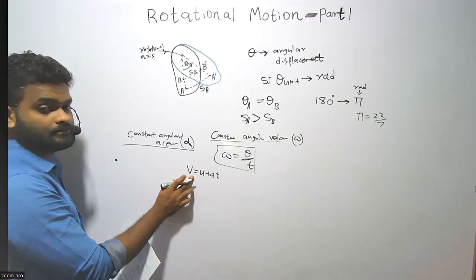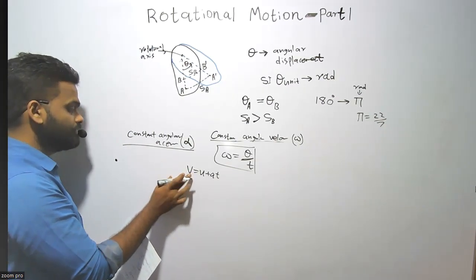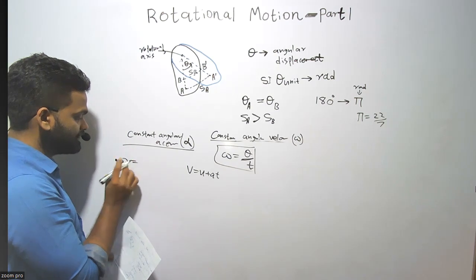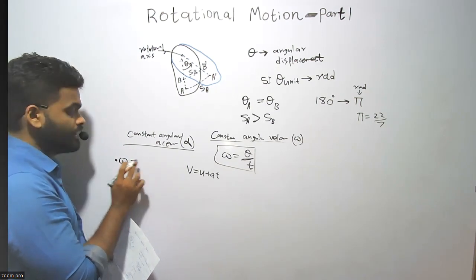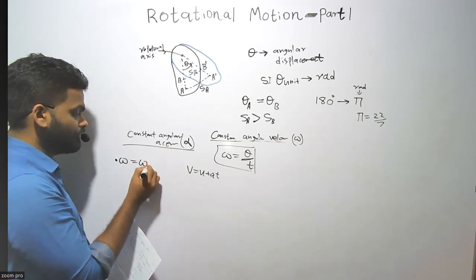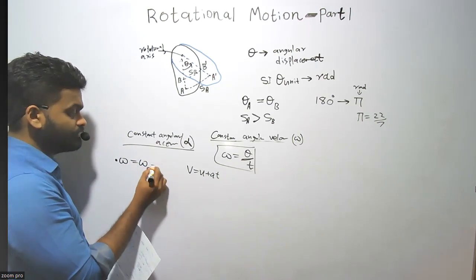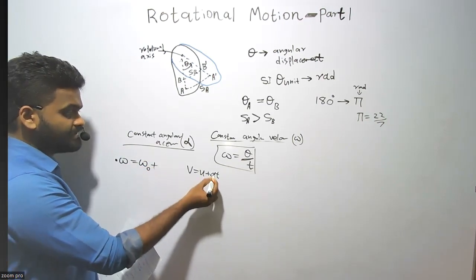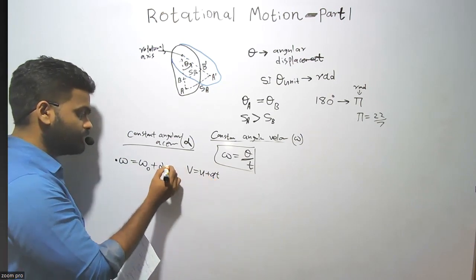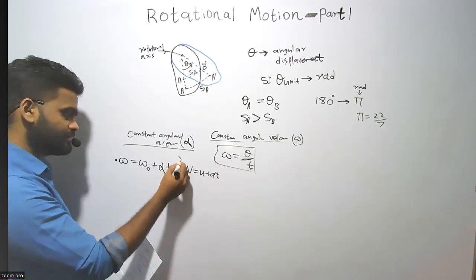So for v we have omega. This is final angular velocity. Initial, we call that omega naught, initial angular velocity, plus alpha, which is angular acceleration, and time is obviously just time, right?